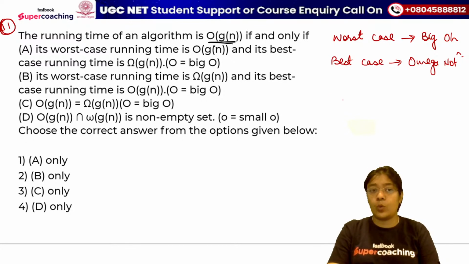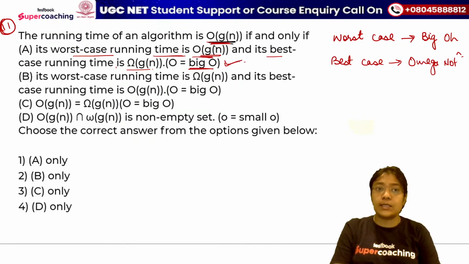Okay, let's say this is question number 11. Answer 1. So here it is saying that the running time of an algorithm is big O of g of n. For the running time of any algorithm, we consider the worst case, if and only if its worst case running time is big O. Big O means we are talking about the worst case, so worst case running time is big O of n and its best case is omega of n. The notation is also marked for you, seems like this is correct.